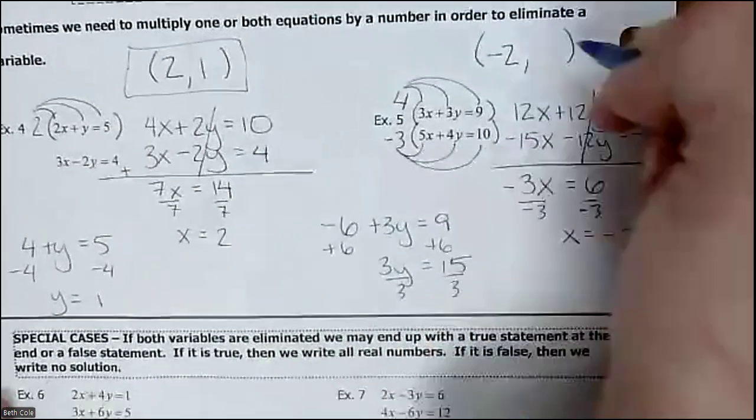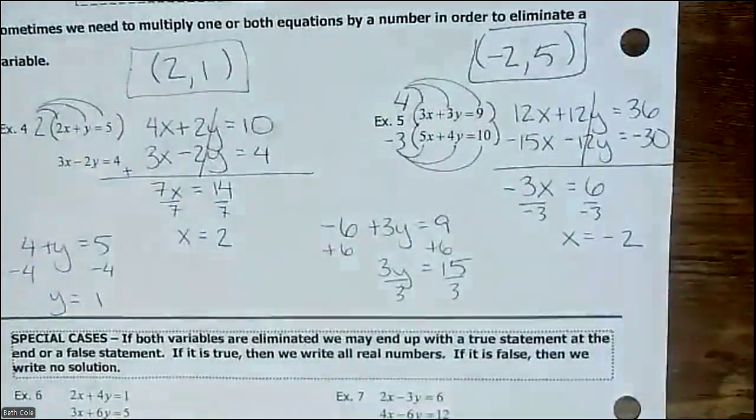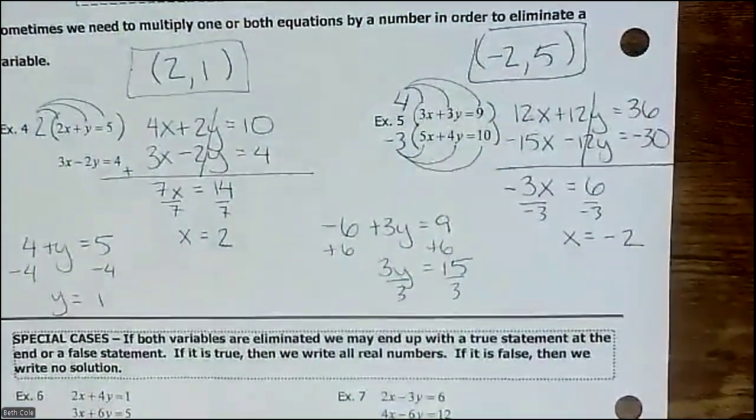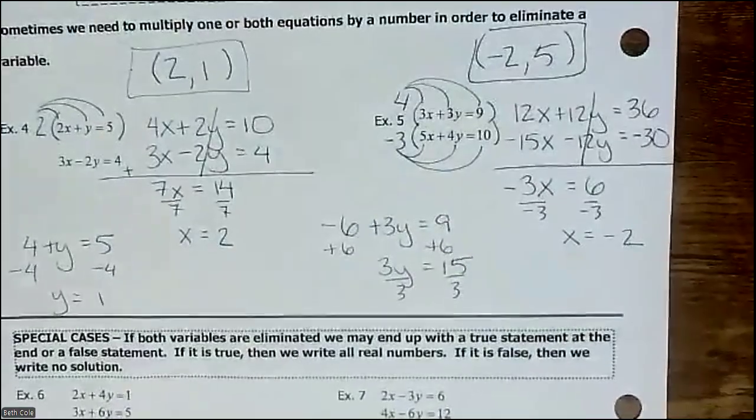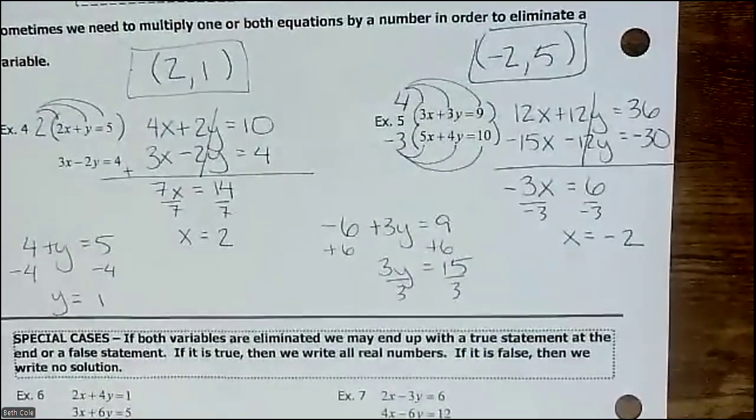And y is 5. And what could you do to check it? Desmos, click the intersection. You can't do that to get the answer. I need to see your work, but you can do that to check your work. All right.